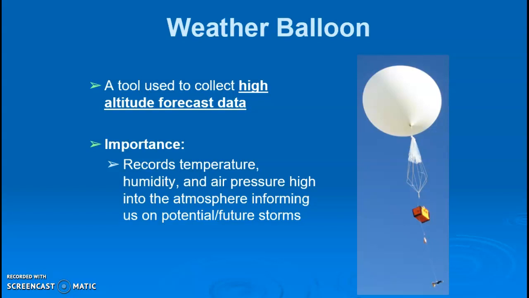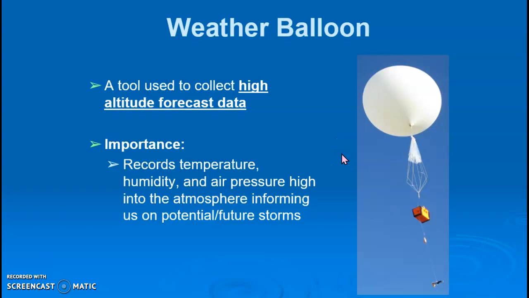This is a continuation of the video about weather instruments that I have recorded with the title Weather Instruments Part 1. So as a continuation, let me go back again to weather balloon. This is a tool used to collect high altitude forecast data.